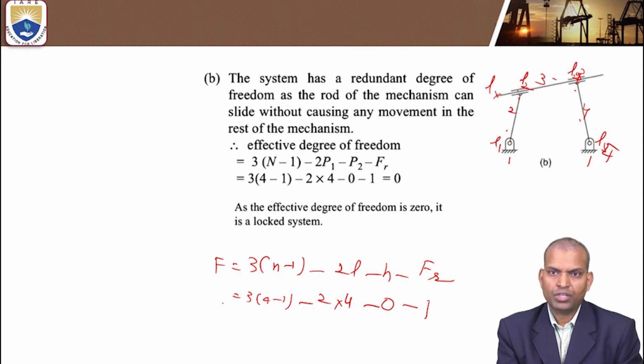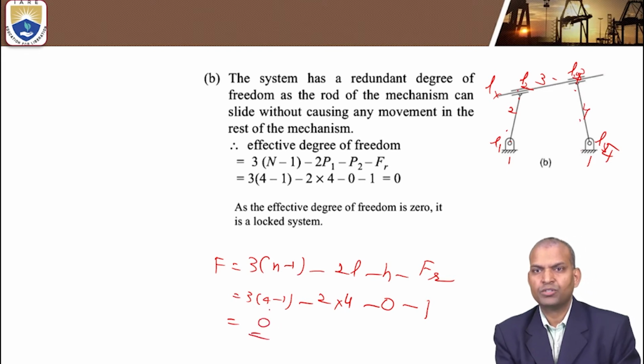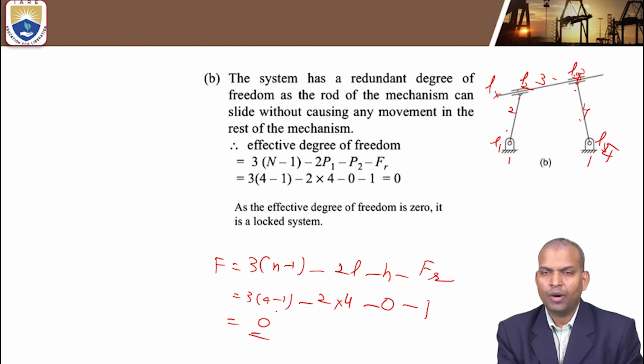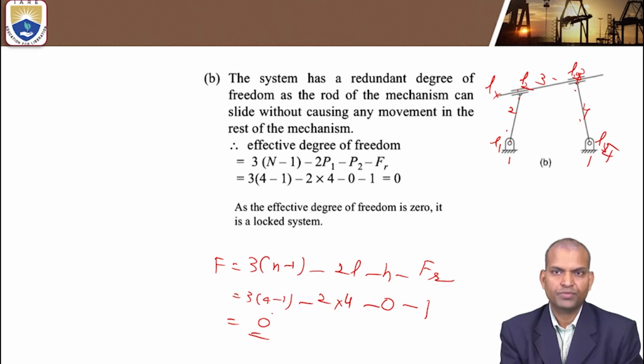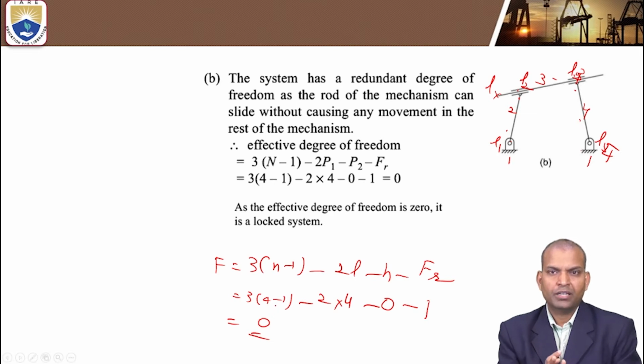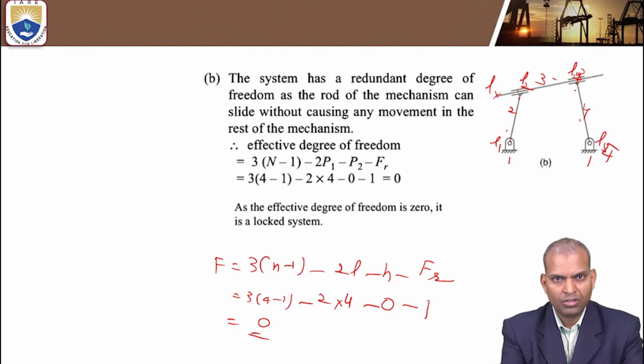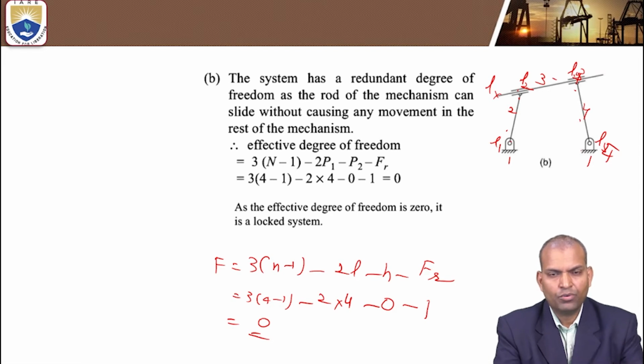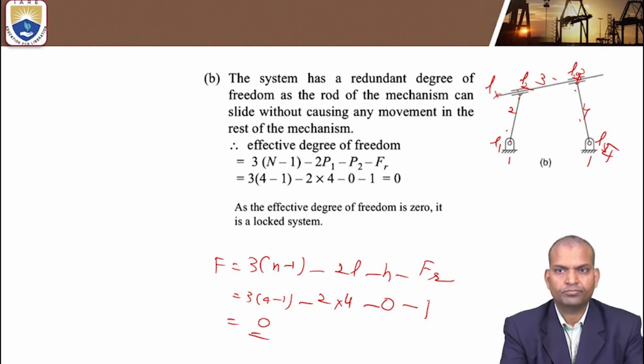Okay. Now substitute, we will get 0. So it is a locked system. There is no transmission of motion among these links. When we apply any motion to one of the links, it can't be transferred. So when the degree of freedom is equal to 0, then it is called a what? Locked system. Alright.